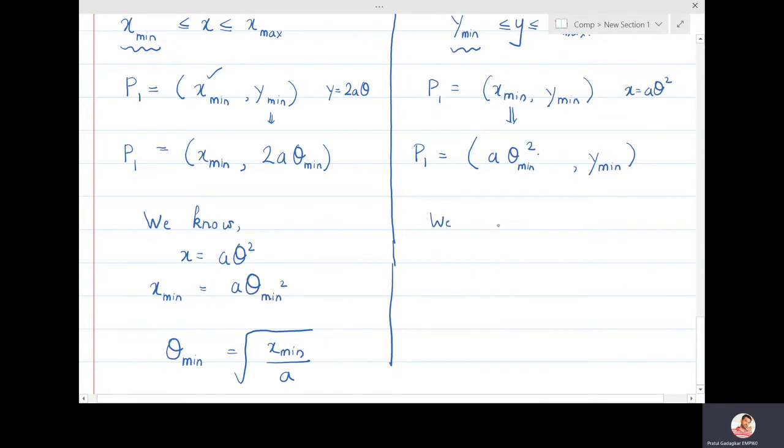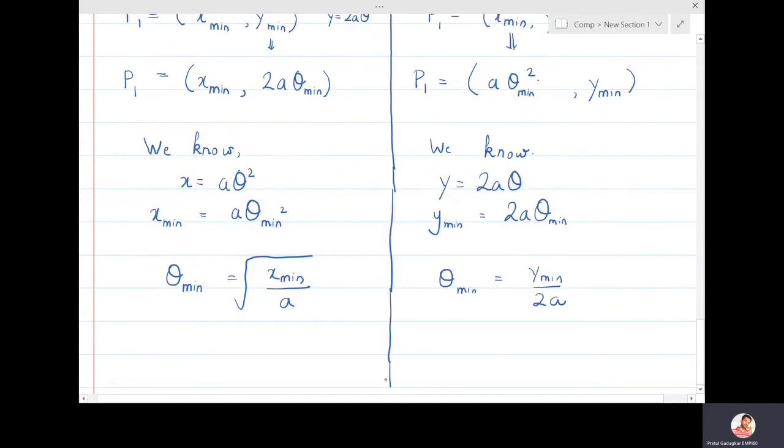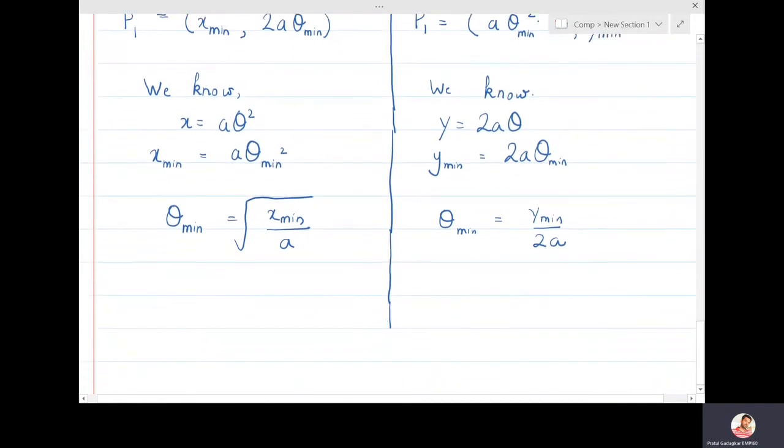In this case, what is the value of theta min? Again, here we know that y is 2a theta. So the minimum value of y will be generated by the minimum value of theta. So this means theta min here in this problem will be y min upon 2a. And what is theta max? Let's also calculate the value of theta max. Similarly, if I write the formula for theta max, I'm going to get x max upon a, and here theta max in this case will be y max upon 2a.